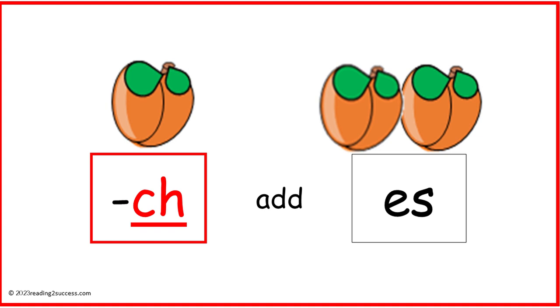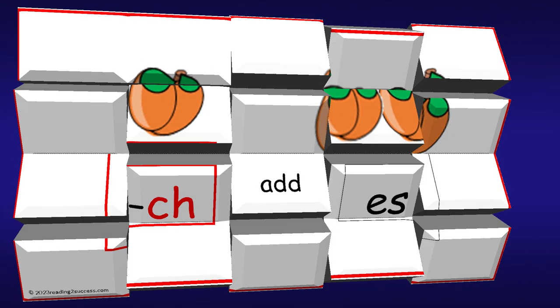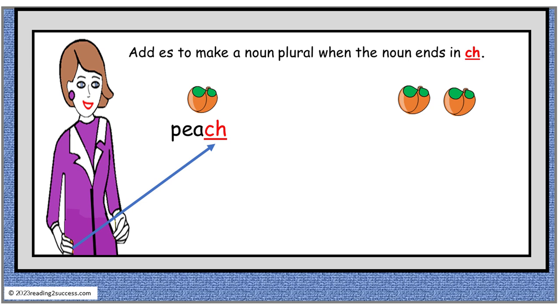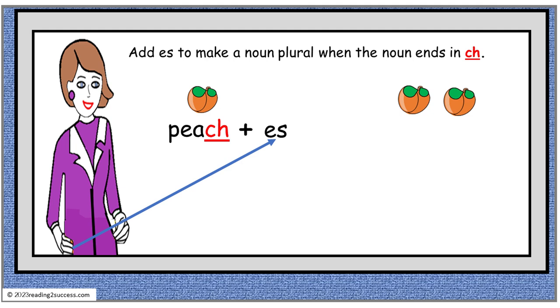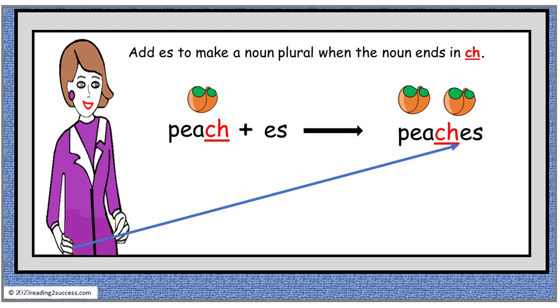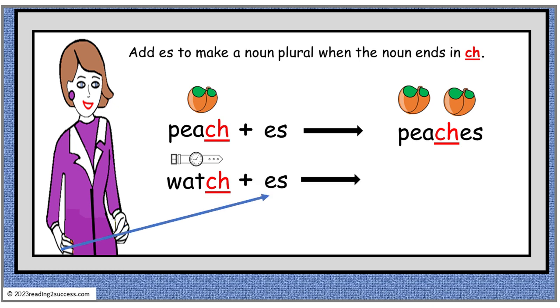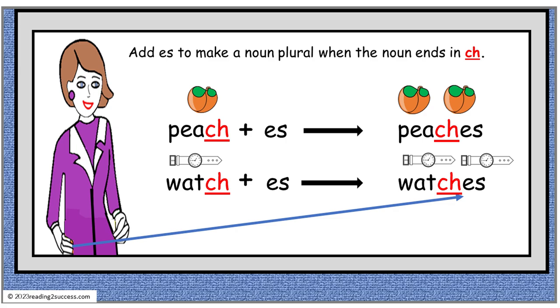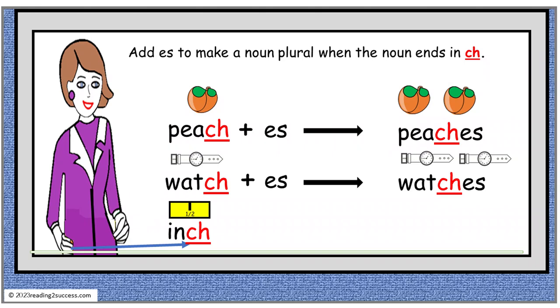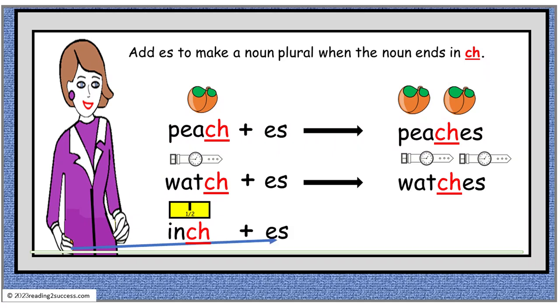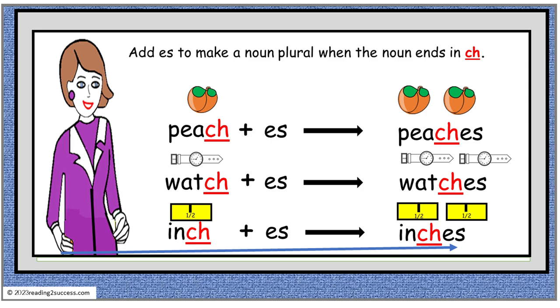She begins the lesson with a picture of a peach and two peaches to show them that ES is added to CH to make the noun plural. She continues with the word peach ending in CH, then adds the ES to make the plural noun peaches. The word watch that ends in CH, then add ES to make the plural noun watches. We have the word inch, then add ES to make the plural noun inches.